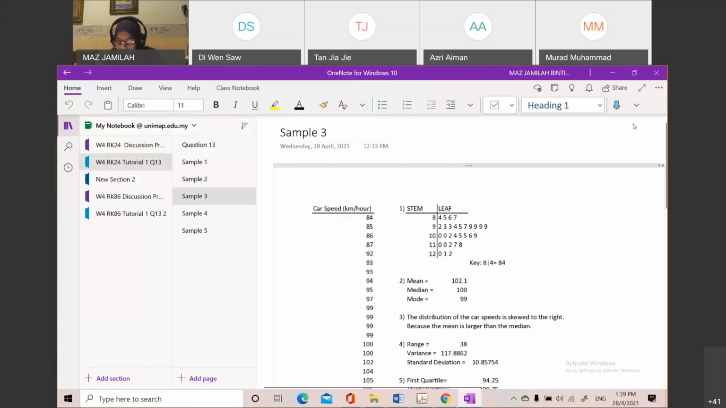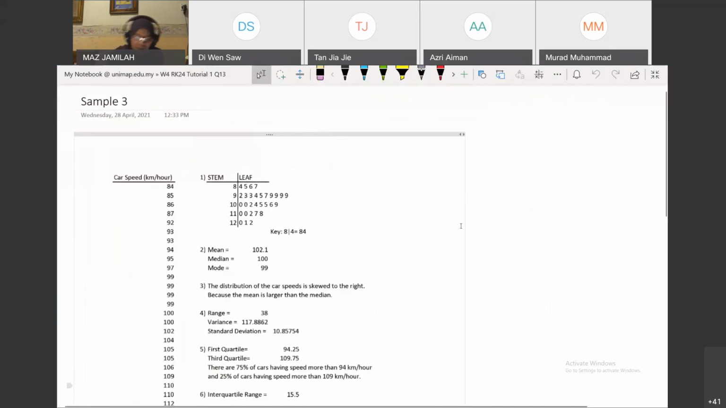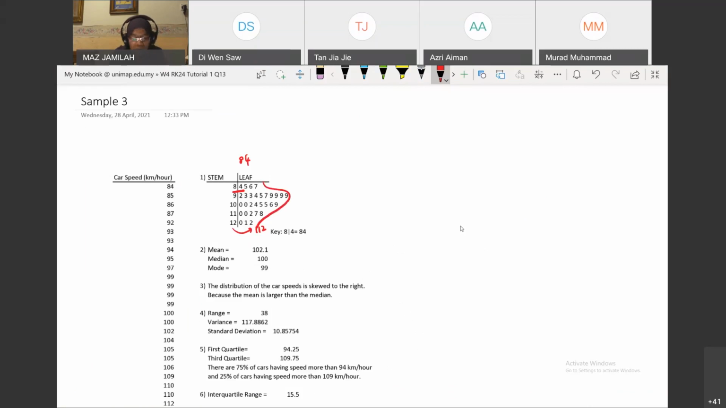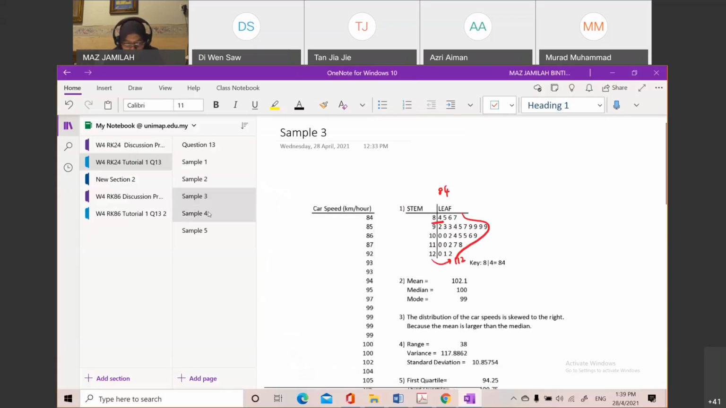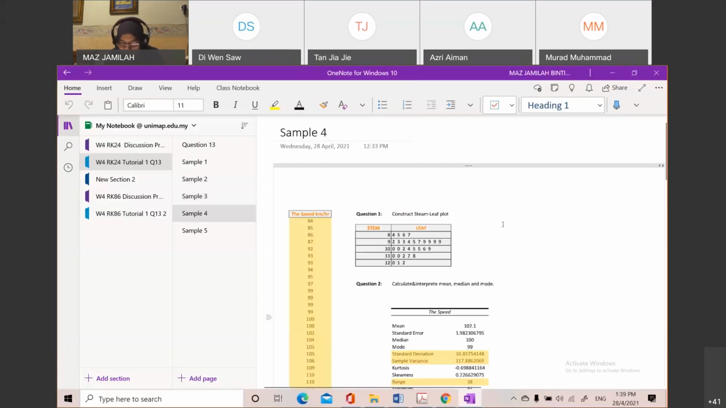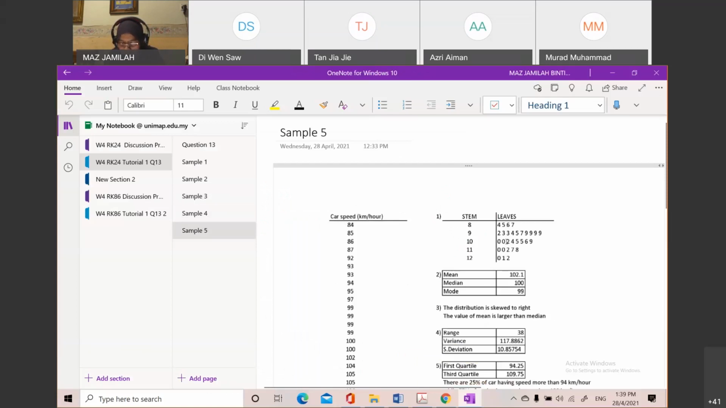Now, if you look at the third sample, it becomes neat and concise. You can see clearly the distribution of your data, beginning from the smallest value, which is 84, until the largest value, which is 112. So if you look clearly, you can imagine how your data is distributed. That is the third sample. The fourth sample is also quite okay, and then the fifth sample is also okay.